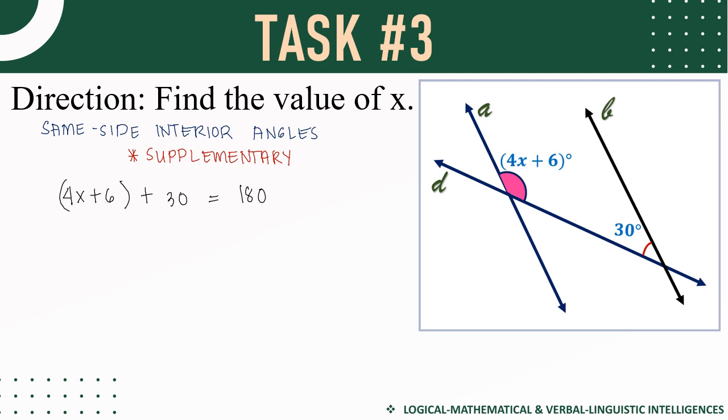Alright, so what can you see in our equation? We do have constant terms. We have 6 and 30, so we needed to combine this. So we have 36 equals 180 degrees. Apart from 6 and 30, we can also see here that 36 and 180 are considered constants as well.